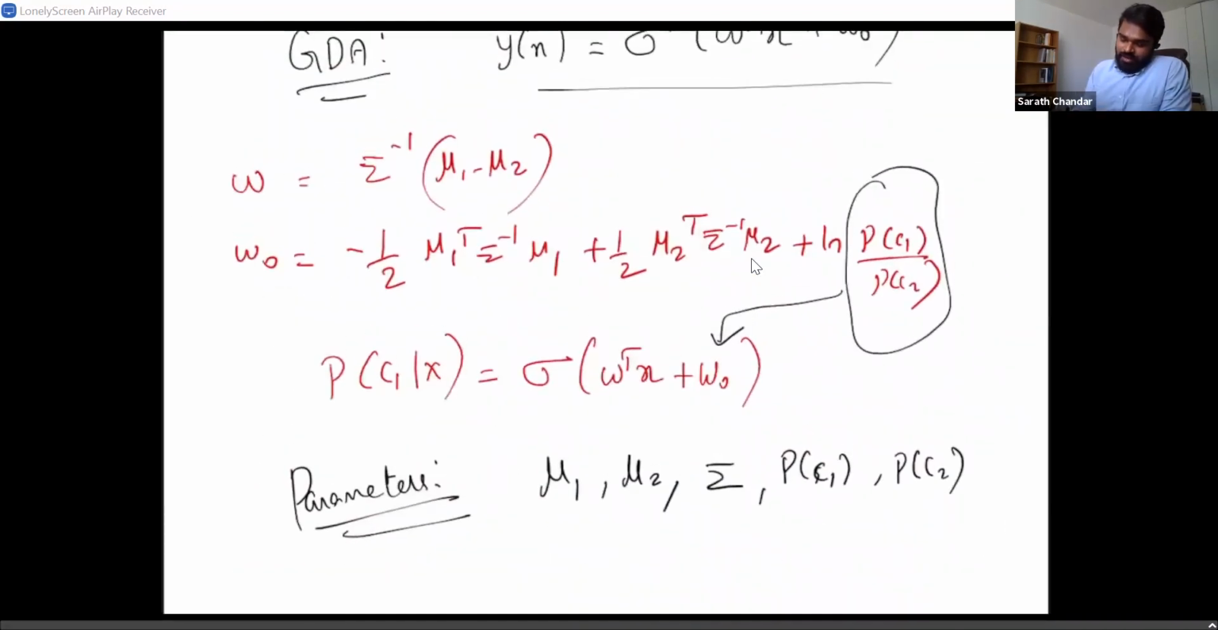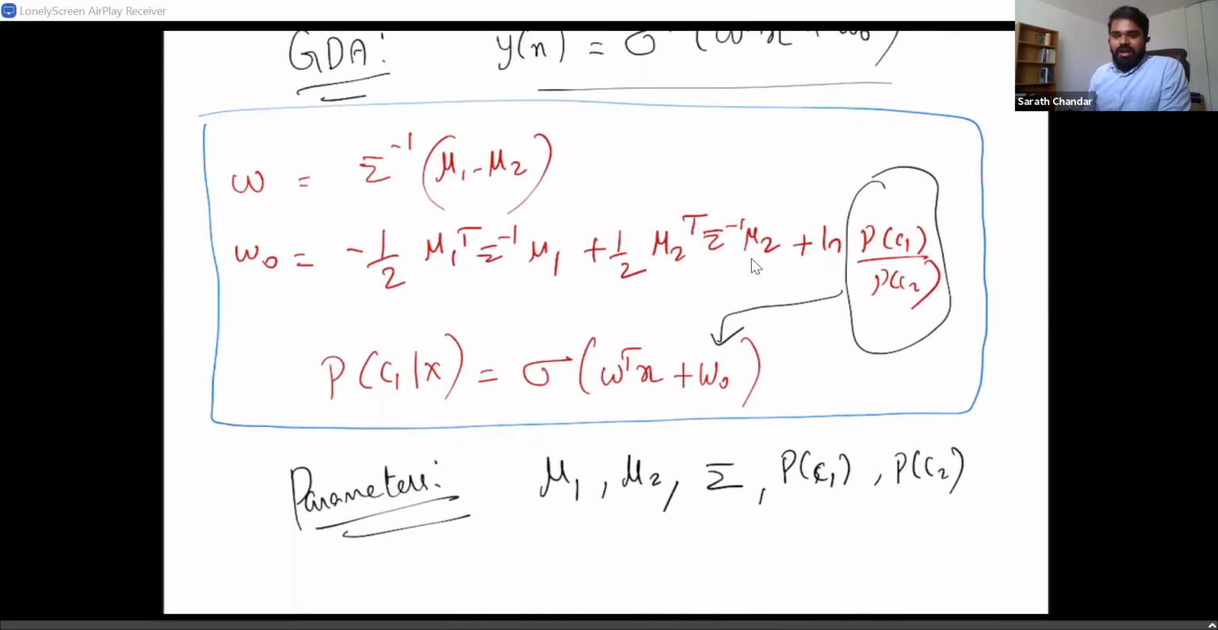So this is again the GDA model, and we wanted to know what the parameters of this model are. The parameters are mu1 and mu2, the means of the two classes, sigma, which is a shared covariance matrix, P of C1, the prior probability for class 1, and P of C2, the prior probability for class 2. Okay, so the next question is how to learn these parameters.